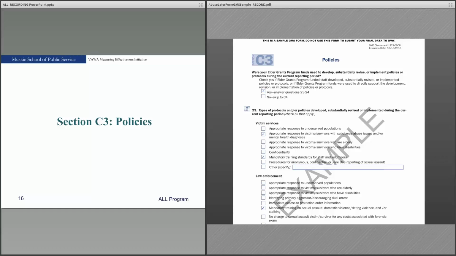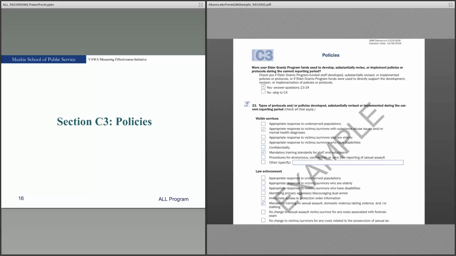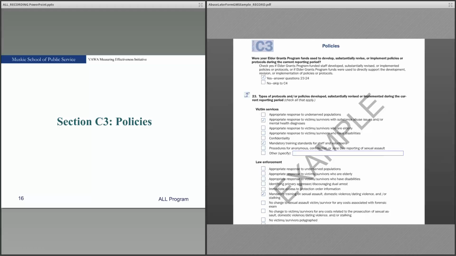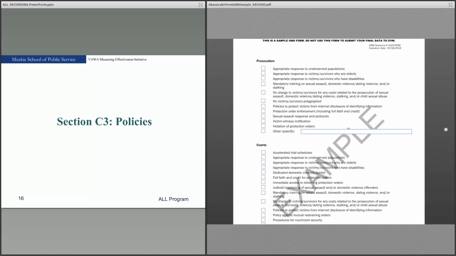Just to clarify, by substantially revised, we mean that a good amount of time was spent revising the policy protocol. Simply adding the name of another group under your underserved populations policy would not constitute a revision. But if separate protocols around how to serve the new group were included, this addition would count as a revision, and you would fill out the policies section. In our example, we've checked off that mandatory training standards for staff and volunteers was a policy substantially developed, revised, or implemented during the current reporting period.